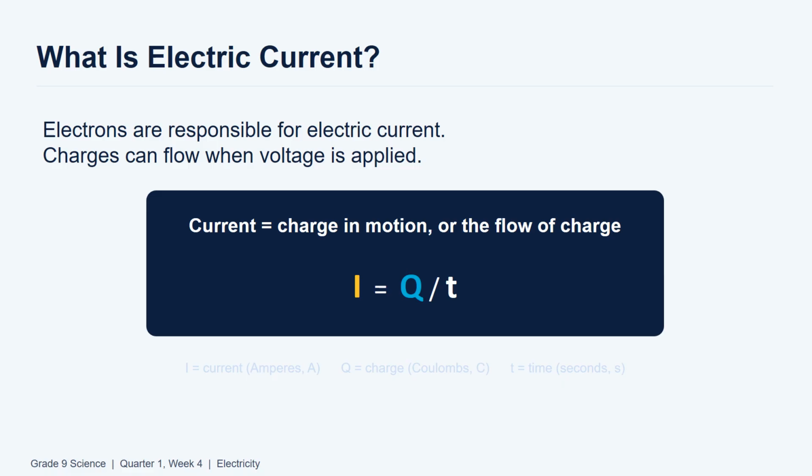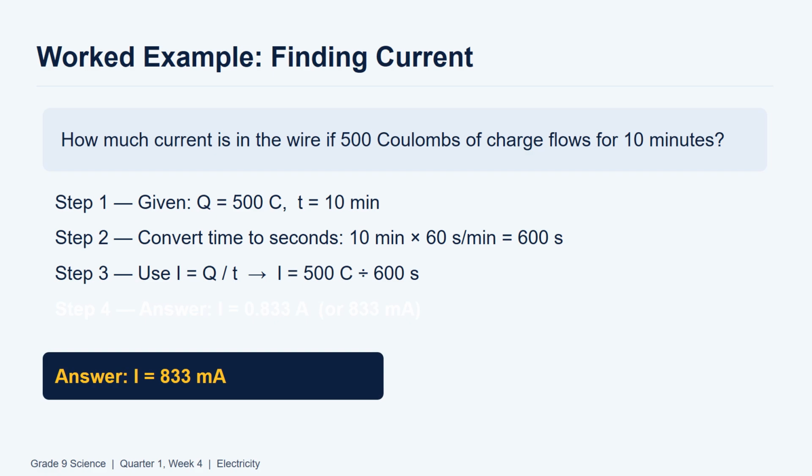That's why, when we talk about everyday electric current, we're really talking about the movement of enormous numbers of electrons all at once. Let's put our formula to work with an example. The question is, how much current is in the wire if 500 coulombs of charge flows for 10 minutes? Step 1, we identify what's given. Q equals 500 coulombs, and T equals 10 minutes.